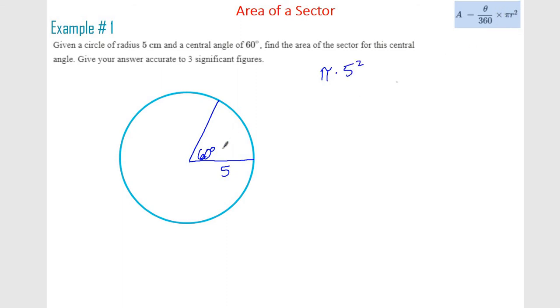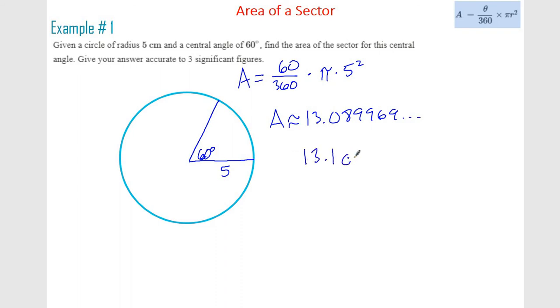Notice that's where we get this part from. Then we want to find just a piece of it. That piece is 60 degrees of the whole thing, so we do 60 over 360 times our area. It's a proportion. A sector is a proportion of your whole thing, so that's why we multiply by this fraction. We plug this into our calculator, and this is how we get our area. That's exact. So our area is 13.089969. We do 3 sig figs, so we get 13.1 square centimeters.